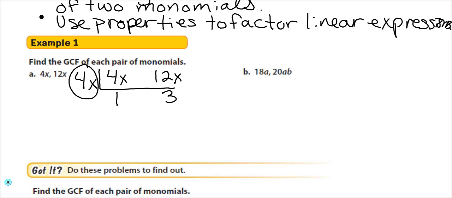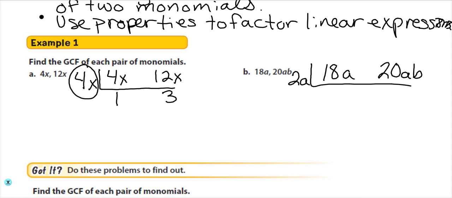All right, let's take a look at B here. So we have 18a and 20ab. So we think, what's the highest thing that goes into it? Well, we know 2 for sure is going to work. And let's just try that first. So we know a 2 goes in, and then look at the letters that match. We have an a as well. So we know 2a is going to for sure work.